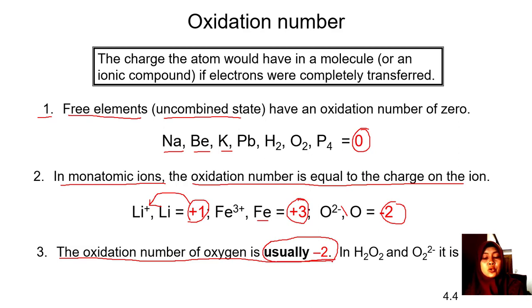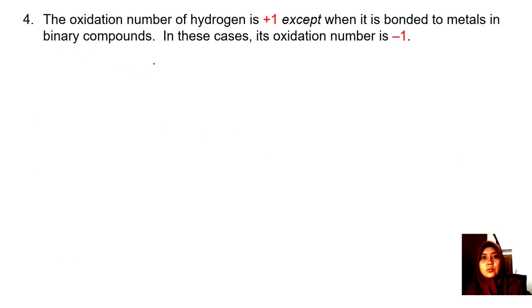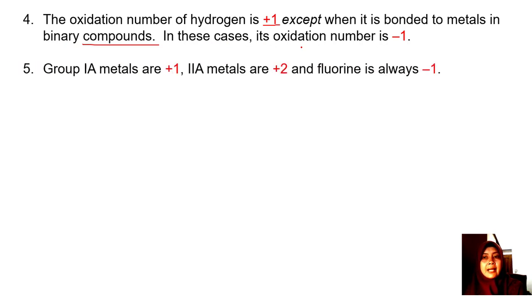The third one, always remember that the oxidation number of oxygen is usually -2, except in hydrogen peroxide, in which the oxidation number of oxygen is equal to -1. Fourth, the oxidation number of hydrogen is +1, except when it's bound to metals in binary compounds. In this case, the oxidation number is -1.